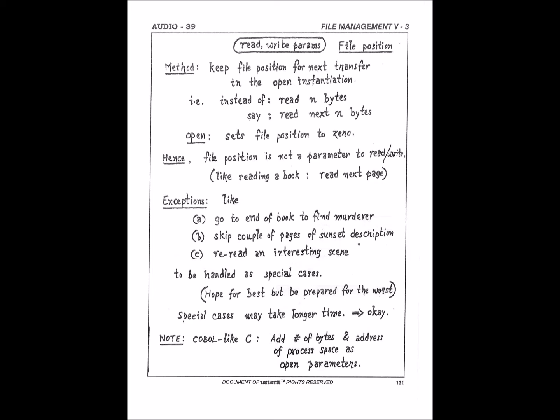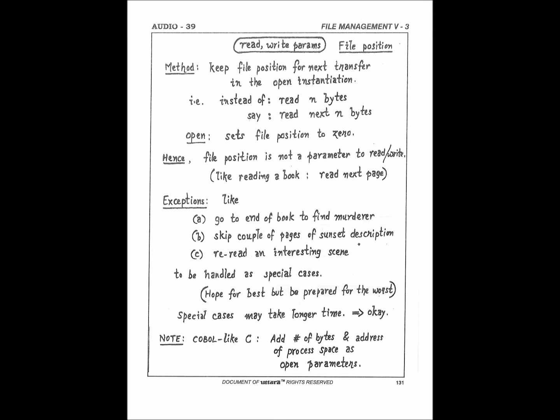So initially, when you open the file, the file position is on byte number 0 of the file. You say read 10 bytes, it will read the first 10 bytes. Now you say read 4 bytes, it will read the next 4 bytes. Read next 4 bytes, next 1 million bytes, next 2 bytes, next 1 byte. It is always going to be read next or write next. That means this position itself needs to be maintained for each of the open instantiations.